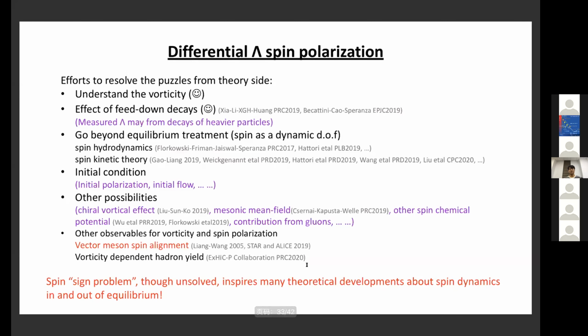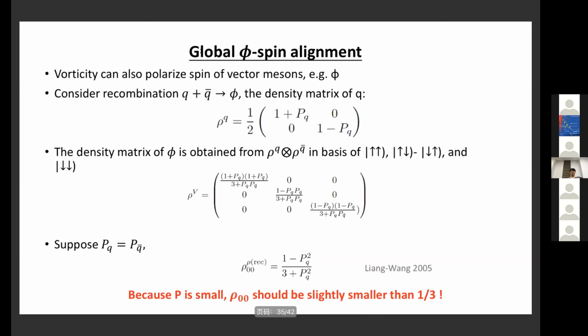Okay, so let me turn to the discussion of the phi spin or vector meson spin alignment. Because vorticity can polarize spin, it can polarize any spinful particle, whether fermions or bosons. For example, the vector meson could be polarized by vorticity. So if we consider vector mesons from quark recombination, and we know the quark density matrix, we could easily obtain the vector meson spin density matrix.